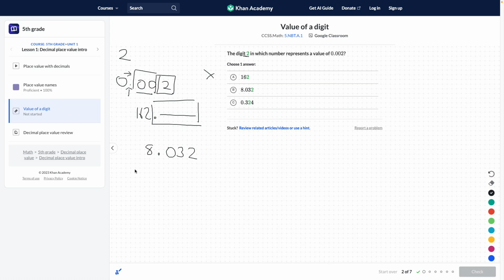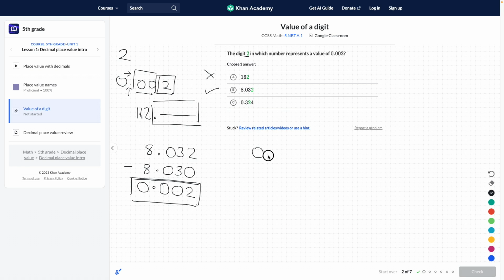So 8.032. All right, well, what about if we minus 8.030, right? So 2 minus 0 is 2. 3 minus 3 is 0. 0 minus 0 is 0. Bring down the decimal point, and 8 minus 8 is then 0. And what do we get? We get 0.002. So this one's looking good. Let's not jump too fast though, right?